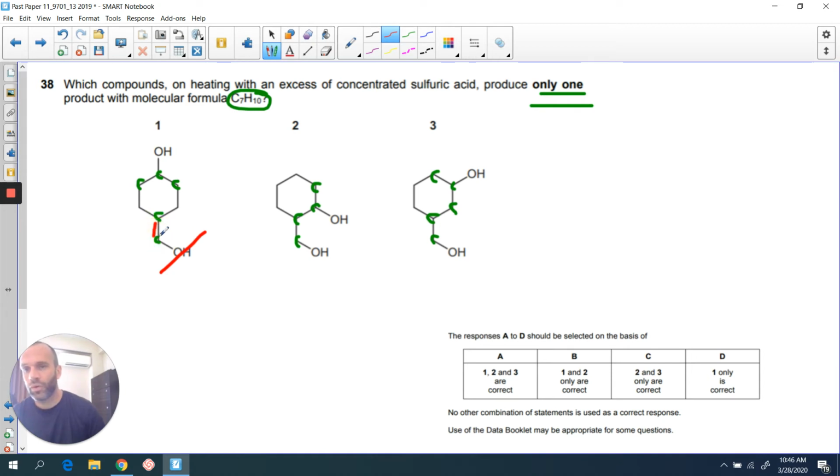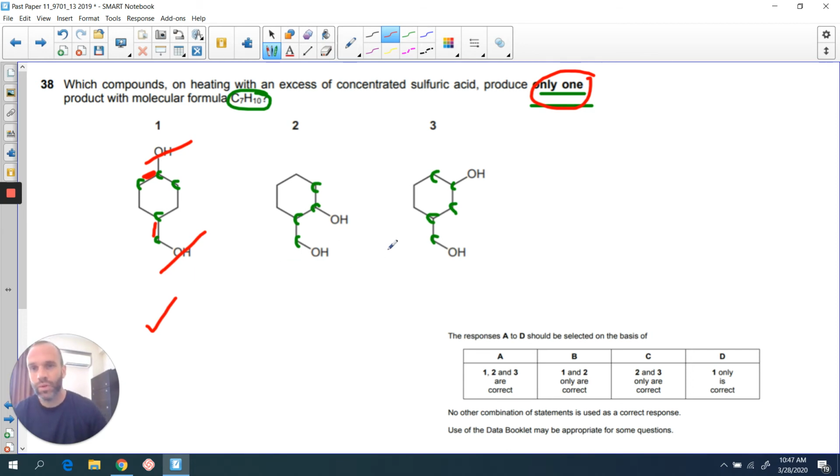I'm not going to draw on the hydrogens that would be there, sorry. You'd get rid of that hydroxy group there, and you'd form a double bond there, or you'd form a double bond here. But it doesn't really matter if the double bond is formed here or here, because they're still going to be exactly the same compound. So there's still only one product there. So in option number one, yes, you would form only one product. So one would be correct.